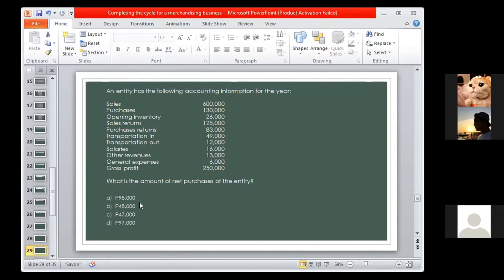Okay, next naman. Same information pero ang tinatanong naman ngayon dito is net purchases. So, ano magiging sagot diyan? Letter A, 98,000. B, 48,000. C, 47,000. Or D, 97,000. Sige, solve.